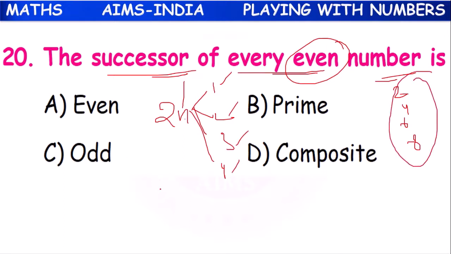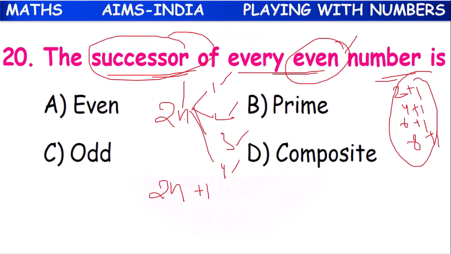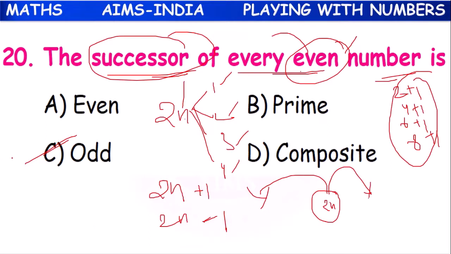If for the even number form you add plus 1, then what happens? 2 plus 1 is 3, odd number. 4 plus 1, odd number. 6 plus 1, odd number. 8 plus 1, odd number. So the successor of an even number will always be odd. Not only the successor, the predecessor, the number before, 2n minus 1, will also be an odd number. If 2n is an even number, the successor will be odd and the predecessor will be odd. So option C is the correct answer.